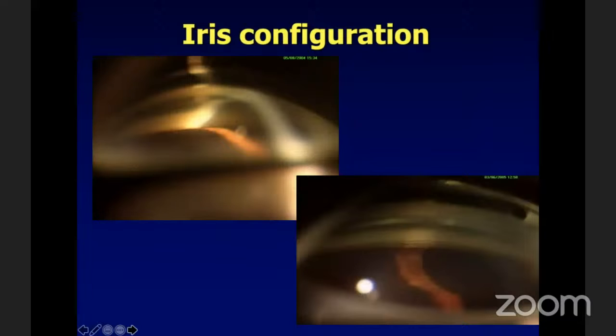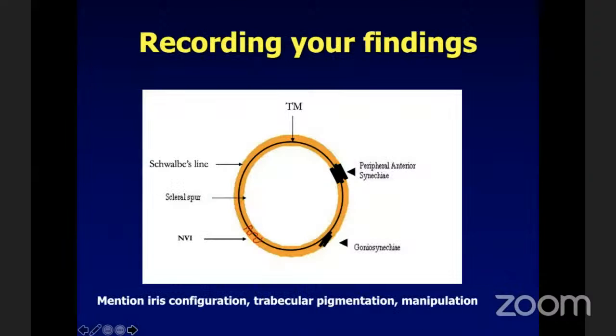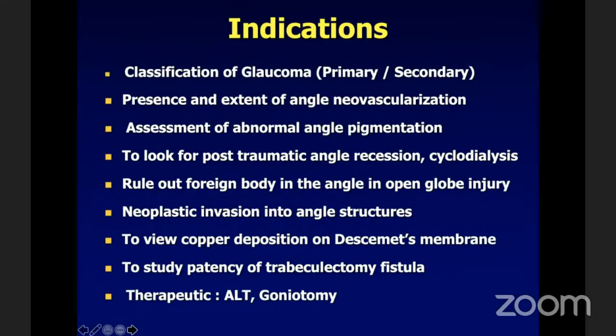So first comment on the angle, whether it is open or closed. Secondly, you comment on the configuration of the iris. So this is a steep iris configuration and this is a concave iris configuration. And then you comment on the pigmentation of the angle. So these are three important things to comment on: amount of angle opening, convexity of the iris, and angle pigmentation. And a simple way, you don't need to follow any classification. You just draw these three circles, what is known as a goniogram: the Schwalbe's line, the trabecular meshwork, and the scleral spur, and mark out whatever is the pathology. So that is a simple way of reporting gonioscopy by drawing a goniogram.